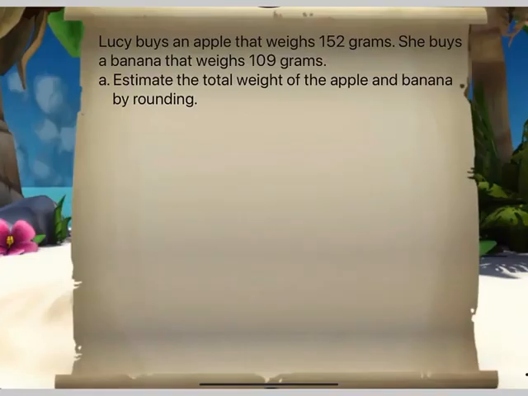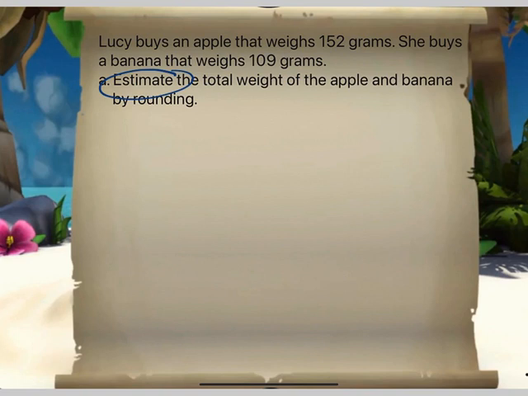Okay, the next question is, Lucy buys an apple that weighs 152 grams. She buys a banana that weighs 109 grams. Estimate the total weight of the apple and banana by rounding. So what is given in the question? The information given is she buys an apple for 152 grams and then she buys a banana for 109 grams. We have to do an estimate.